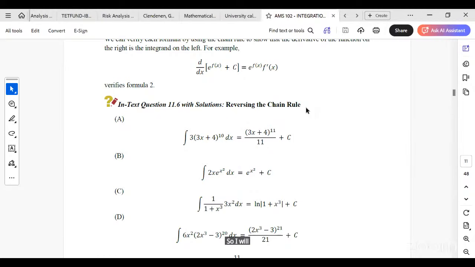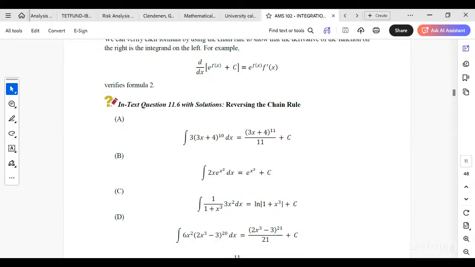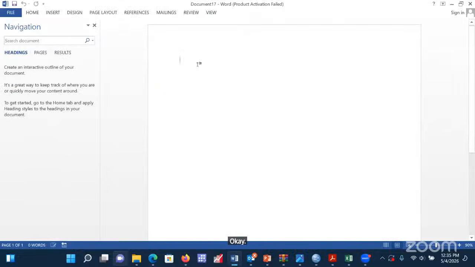So I will share a plain document now, and then I will work out some of these functions. Just hold on, please. Okay. Let's see.